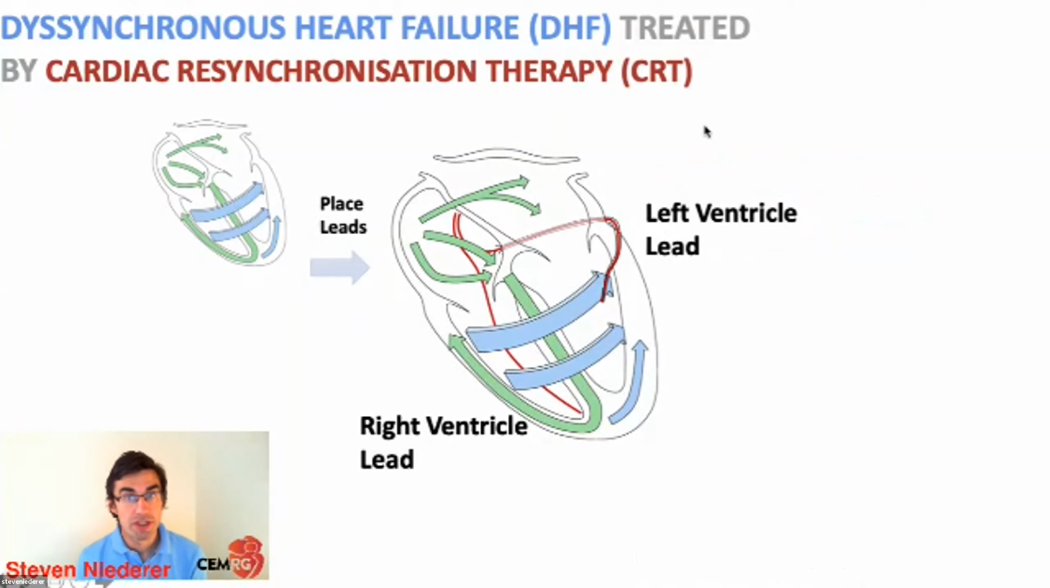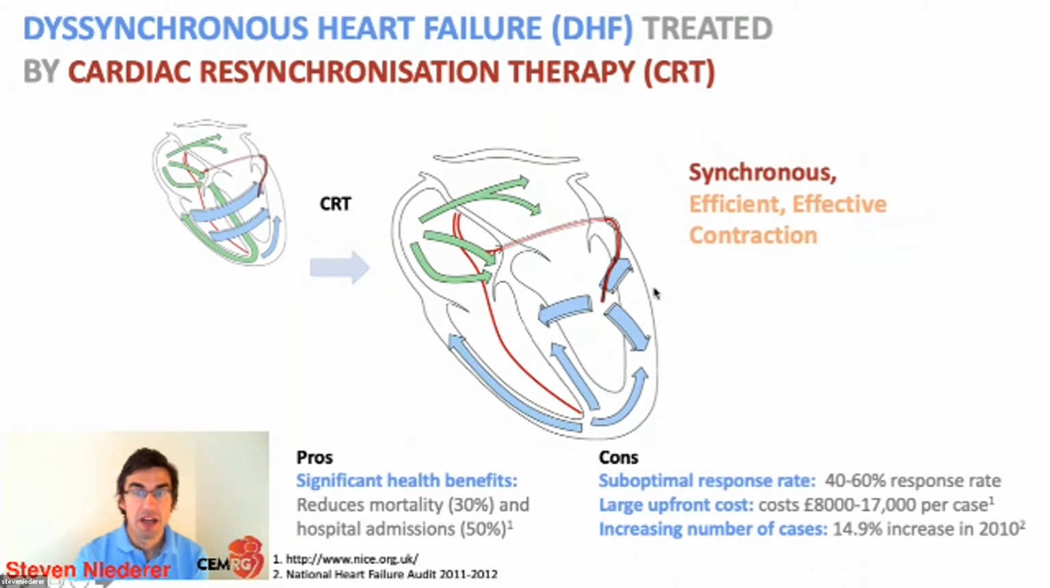The way that this can be treated is with cardiac resynchronization therapy, where leads are placed, one in the right ventricle that we have here, and then another lead can be placed through the coronary veins into the left ventricle to activate the two chambers of the heart and augment that activation pattern, returning the heart to a synchronous, efficient, and effective contraction pattern. And this has significant health benefits. There is a 30% reduction in mortality and a 50% reduction in hospital admissions.